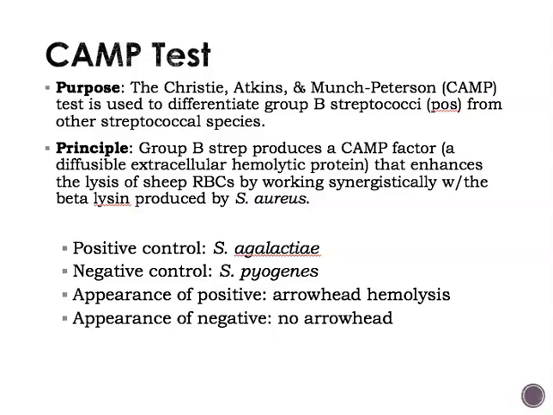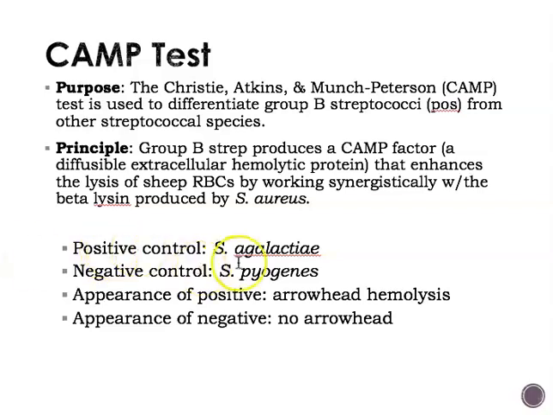Okay, the next one is called the CAMP test. This is one that we use for identification of group B strep, and it's named after the people who developed the test. Use it to differentiate group B strep from other streptococcal species. So the principle is that group B strep produces what they refer to as a CAMP factor that enhances the lysis of sheep red cells by working synergistically with the beta lysin that's produced by Staph aureus. Synergistically means that they work together to produce this result.